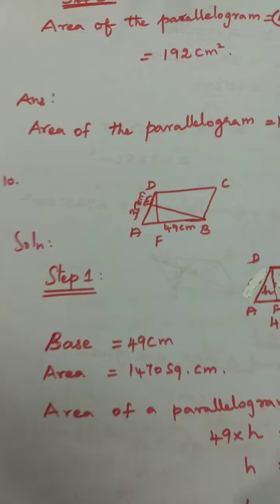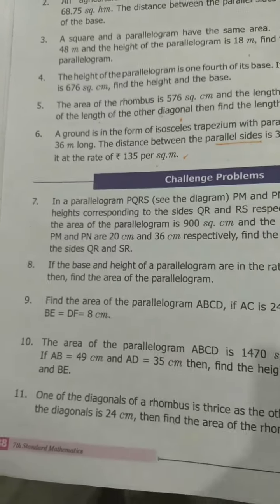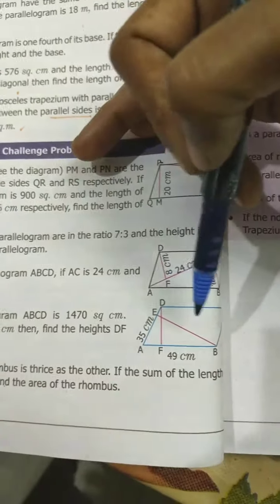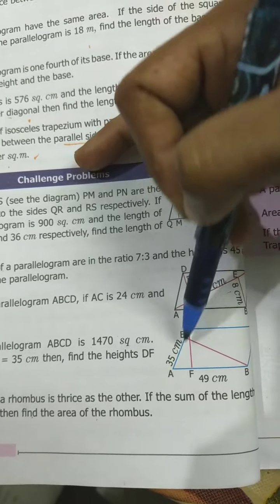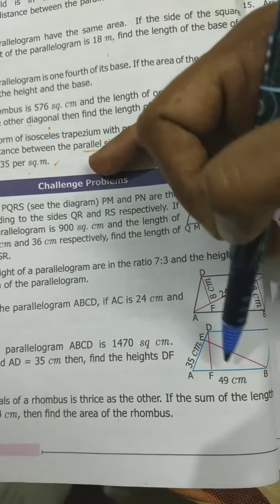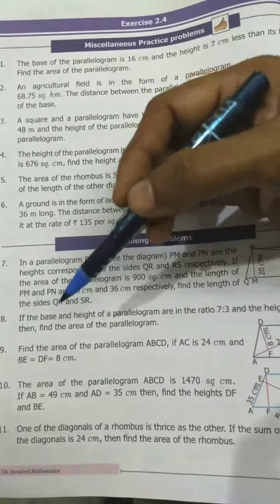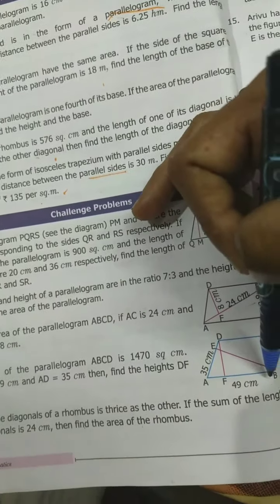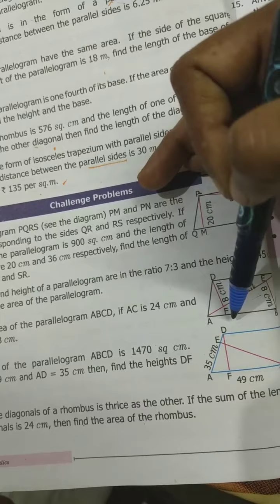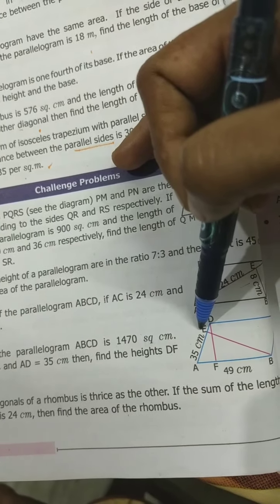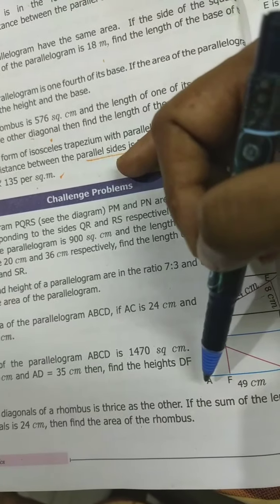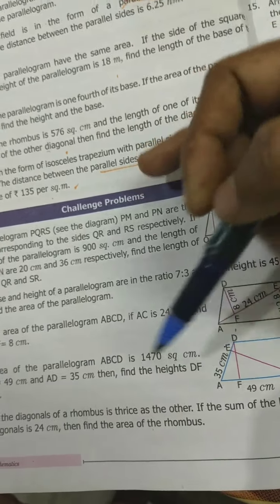And we shall move to the 10th problem. Here also they are given a diagram. They are given two heights, DF and BE. Then also for that they are given two bases also. For BE, the base is 35. For DF, the base is 49 centimeter.